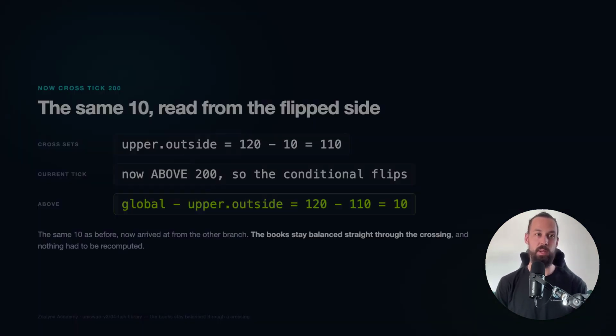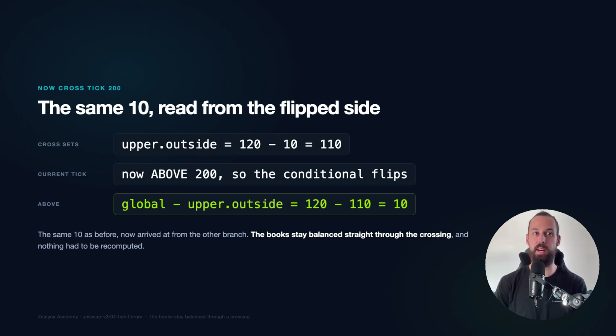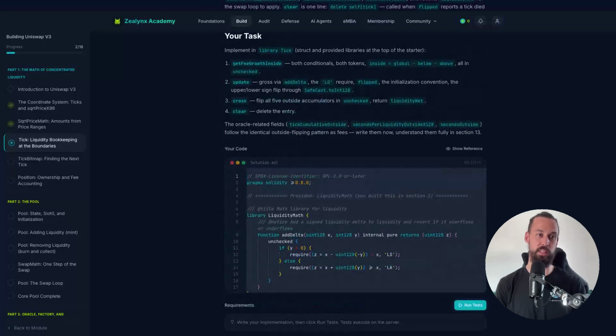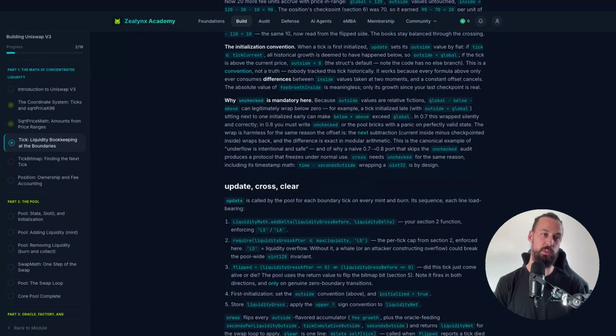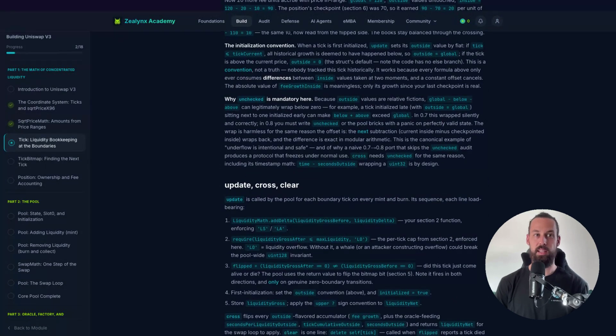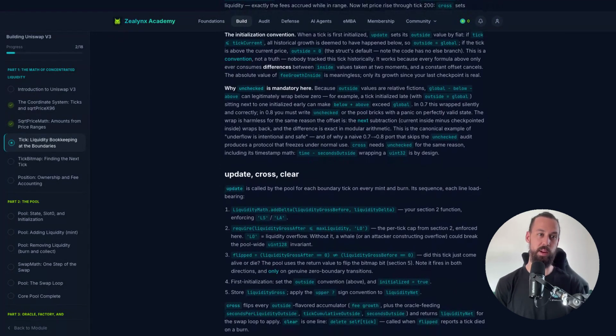70. Now 20 more fee units accrue with price still in range. Global becomes 120. The outside values don't move at all because nothing was crossed, so inside is now 120 minus 20 minus 10. 90. Your position checkpointed at 70. 90 minus 70 is 20. Exactly the fees that accrued while you were in range. It just works. And now let the price rise.